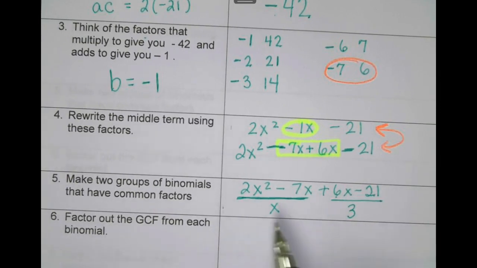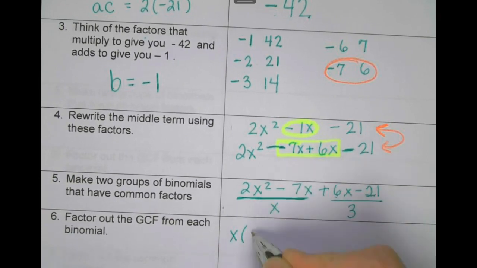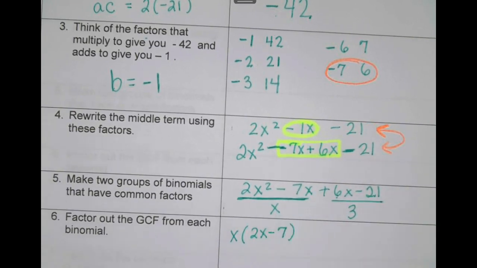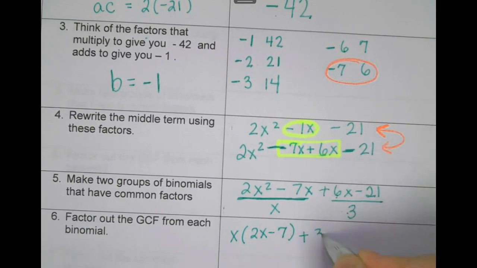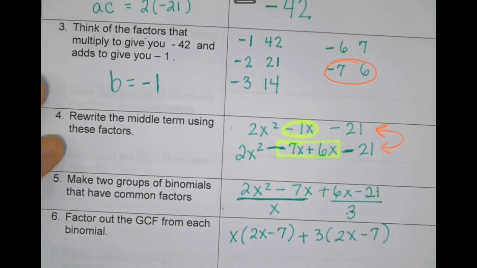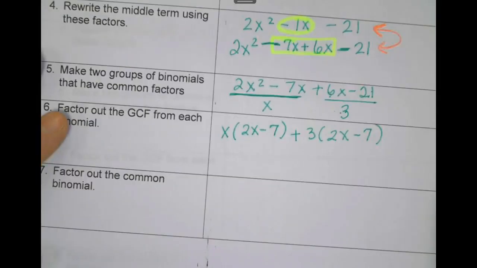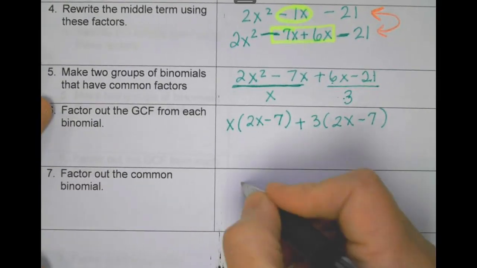This x that I factor out in front leaves me 2x. It's going to cancel one of those. It's going to cancel that one. When I factor this 3 out of the 6, 6 divided by 3 is 2. 21 divided by 3 is 7. Do we see a common term? What's written down there twice?